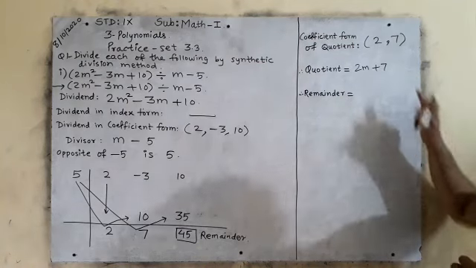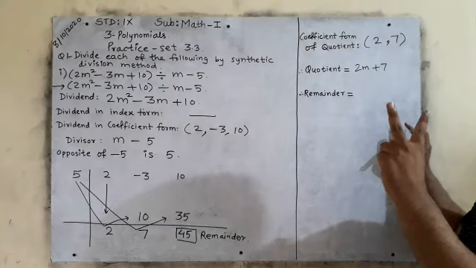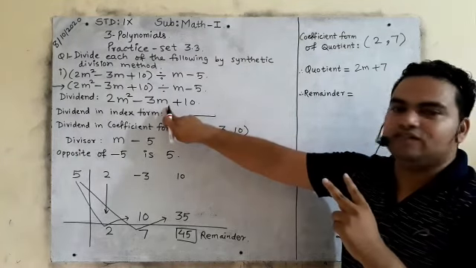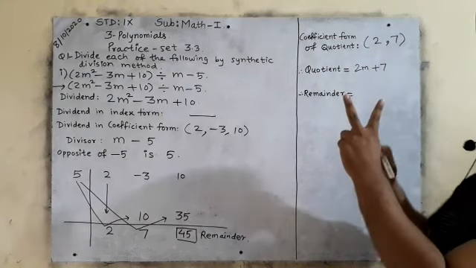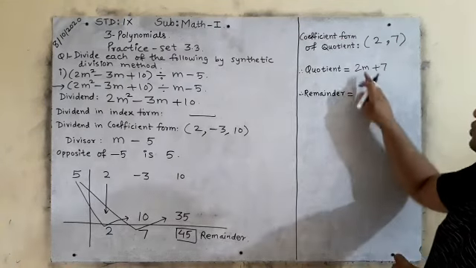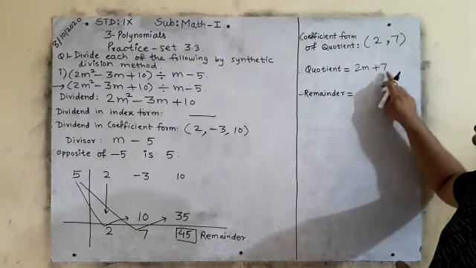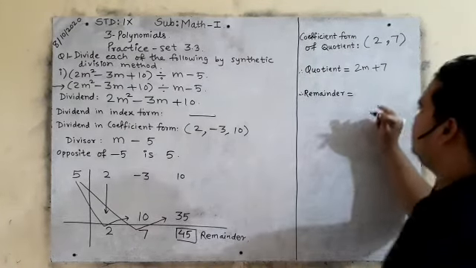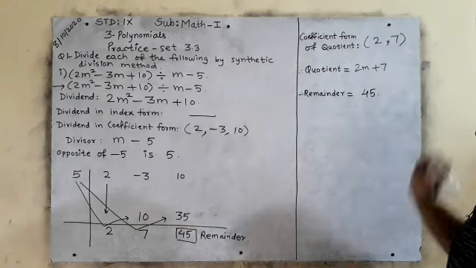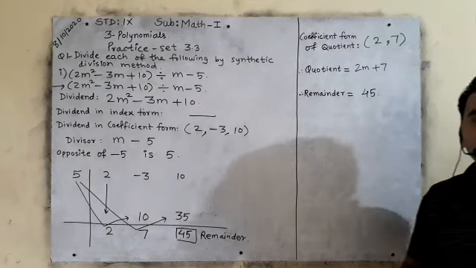Is it clear? Here 2 terms are there. It means we will use m only, because m is the only variable here. So here also we will use m. If there are 2 terms, what will the degree be? 1. So 2m raised to 1 plus 7m raised to 0. And what is the remainder, the last number? 45. I hope you understood how to solve this by the synthetic method.